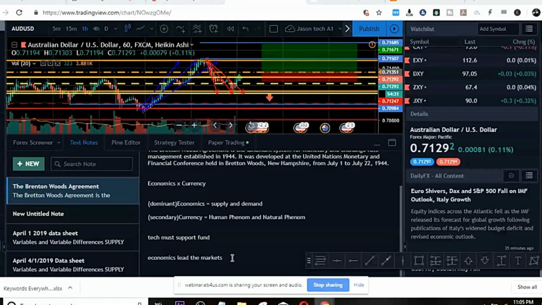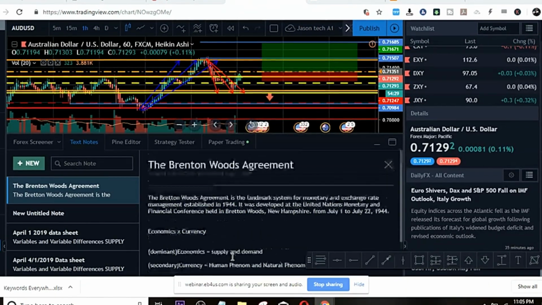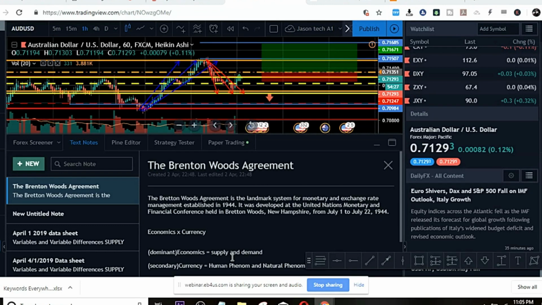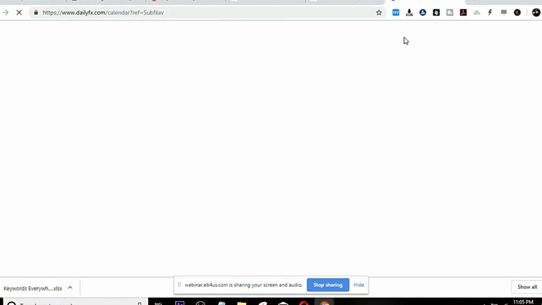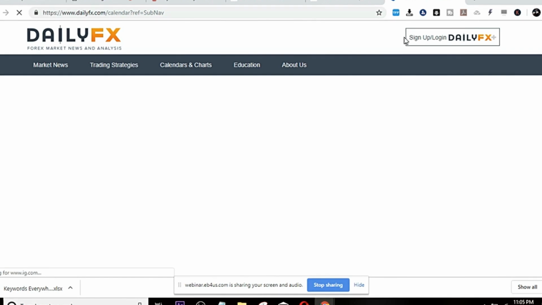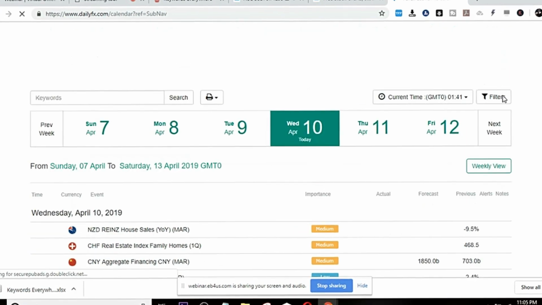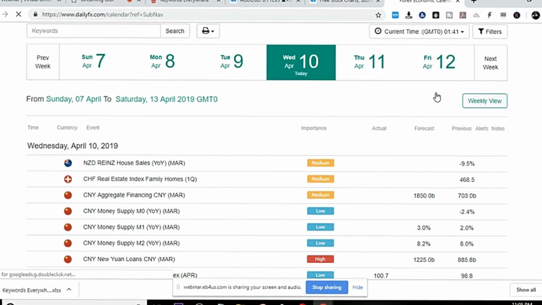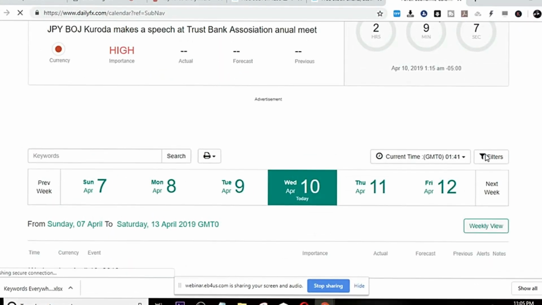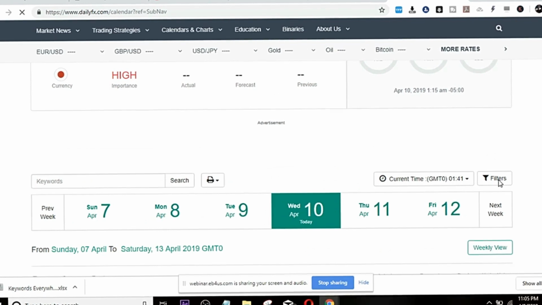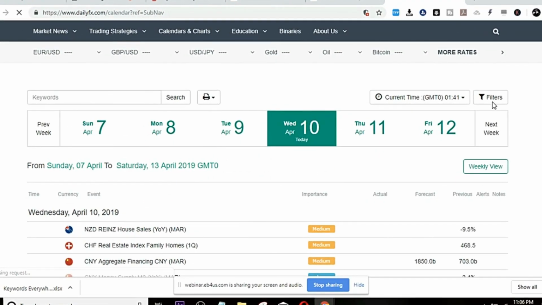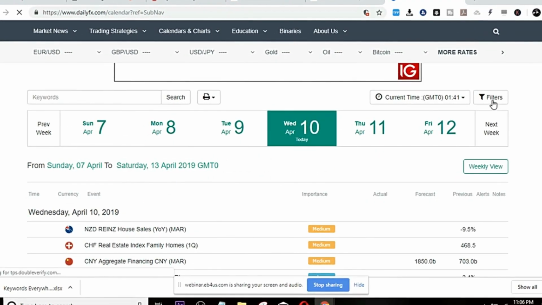Now, economics leads the markets. Again, economics leads the market. So, like I said, what we're going to do is go to dailyfx.com. This is where we get all of our information. When you go to dailyfx.com, remember, if you haven't been keeping up with this, what you're going to do is go to filter. You're going to go to filters.